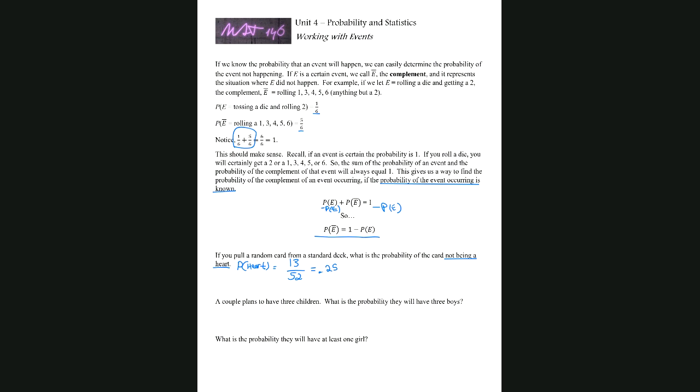So what is the complement of that event? Well, the complement of pulling a heart is not pulling a heart. So we want to find the probability of, I guess we can say, heart complement. So that's just going to be 1 minus 0.25. And that's 0.75, right? If you have $1, you have to give somebody 25 cents. You get to keep 75 cents.